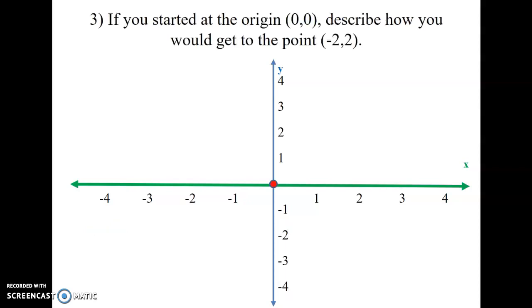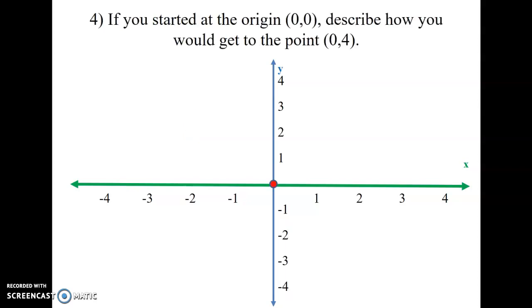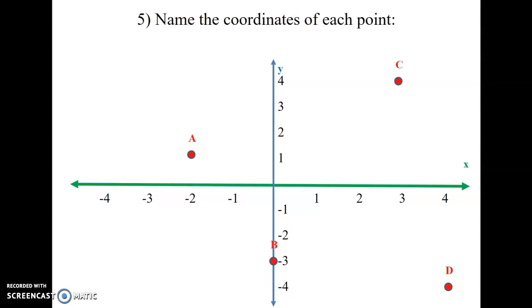Pause the video and try this one. Okay, let's see how you did. I'm going to start at the origin. I am going to move left 2 units to the number 2 elevator and then up to the 2nd floor and then label my point. Go ahead and try this one. Let's see how you did. I would move just straight up 4 units and label my point. Last one, pause the video, name the coordinates for each point.